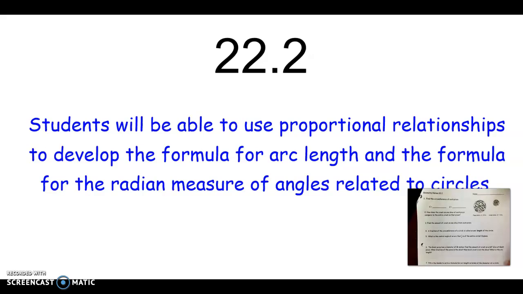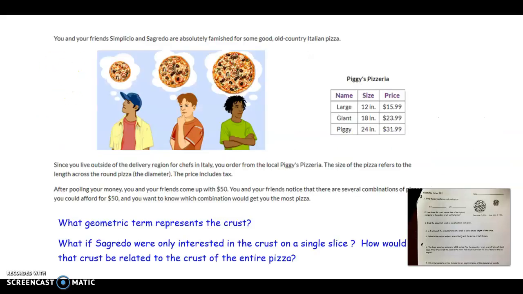This is the second block of topic 22. In this lesson, we're going to be using proportional relationships to develop the formula for arc length and the formula for a radian measure of an angle that's related to a circle. So radians are new for us and arc length is also. So those are the two main concepts we're going to be looking at in this block.